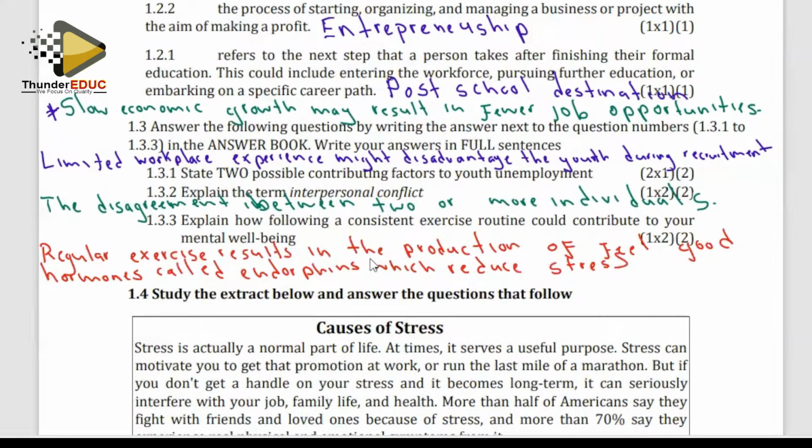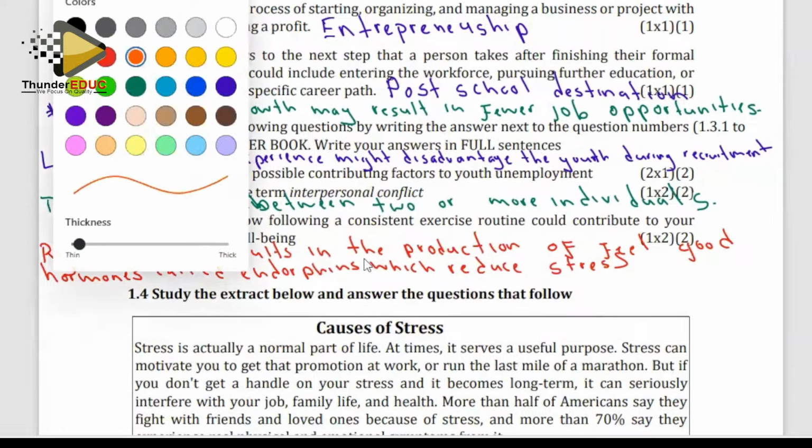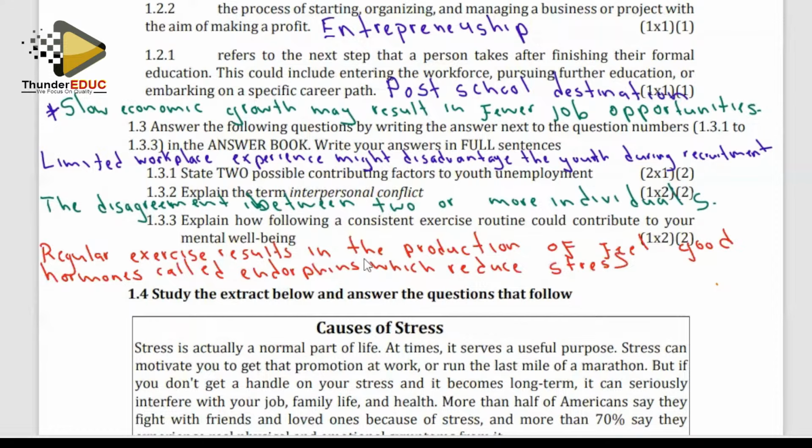So if you are involved in quite a number of physical activities, you end up producing feel-good hormones called endorphins, which reduce stress and also maintain your emotional balance. They are also used to promote emotional balance or emotional relaxation. Then also, you can indicate that regular exercise promotes quality sleep. It actually improves the quality of sleep.